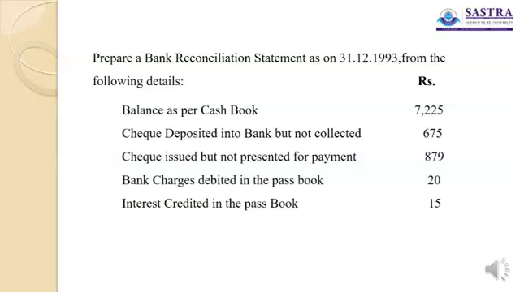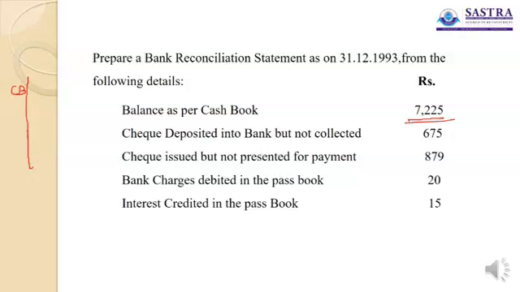Prepare a bank reconciliation statement as on 31/12/1993 from the following details. What is given again? The balance as per cash book. So what book is given? Take the cash book for symbolization.